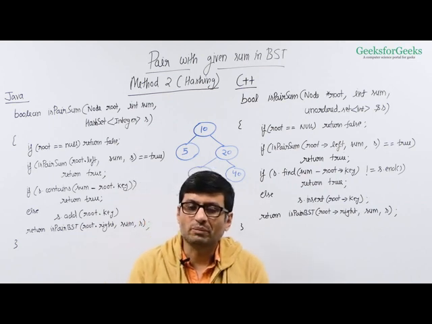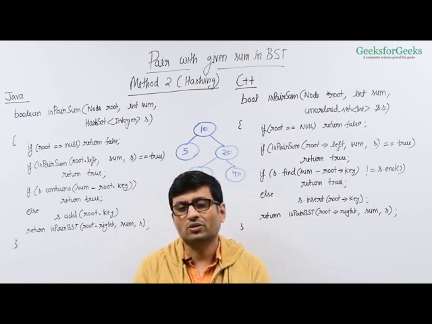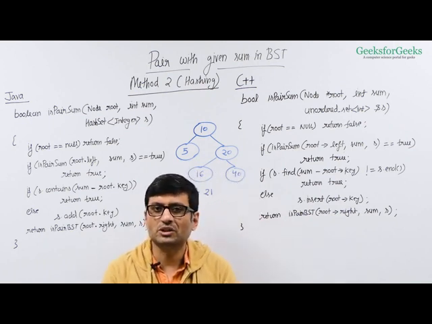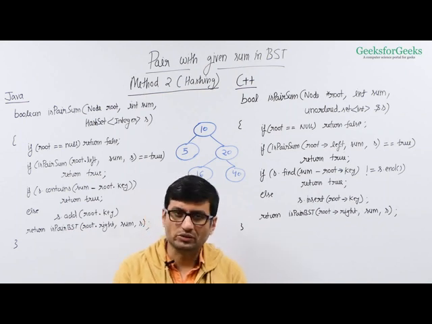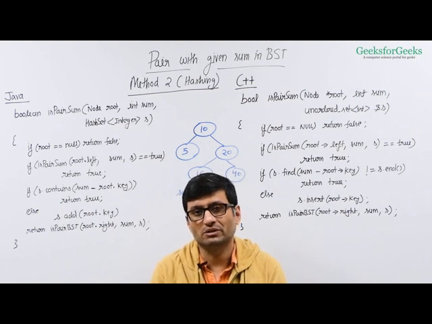Also, one important thing: this approach does not rely on the fact that inorder traversal is sorted. So this approach can be used on a normal binary tree also. In a normal binary tree also, you can use this approach to find if there's a pair with given sum.